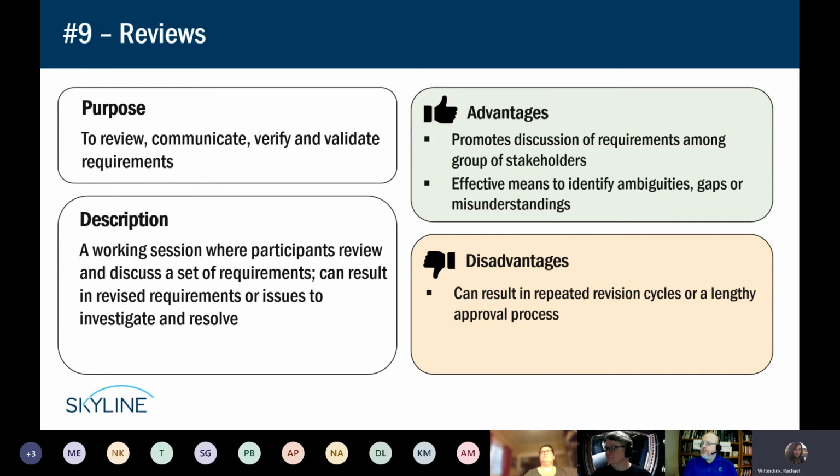The disadvantage, especially with waterfall, is that it might take several review session cycles. So you might do a review, and there's a lot of change or a lot of comments or feedback that comes out of it. You have to go update the documentation and then you have to do it again and again until everybody agrees and you get it 100% perfect, right? So that's very time consuming and costly, and it definitely is a disadvantage.